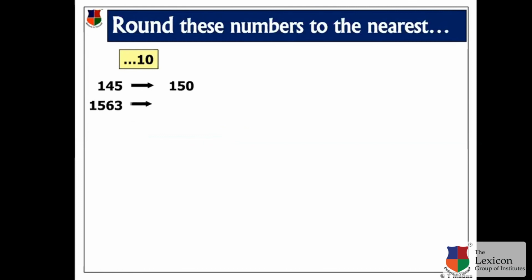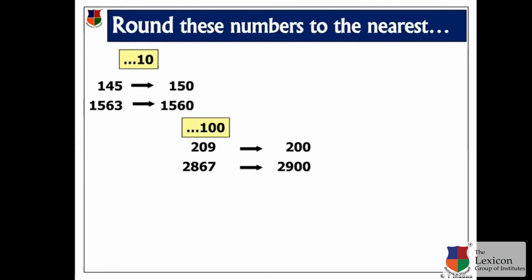1563, if I am rounding it off to the nearest tens, it is ending in 60s, correct? So I will round it down. So 1563 is rounded to 1560. Now, how to round off to the nearest hundreds? 209 is rounded off to 200. 2867 is rounded off to 2900. Okay, for timing, you don't have thousands to be rounded in class 3, so we will avoid this.